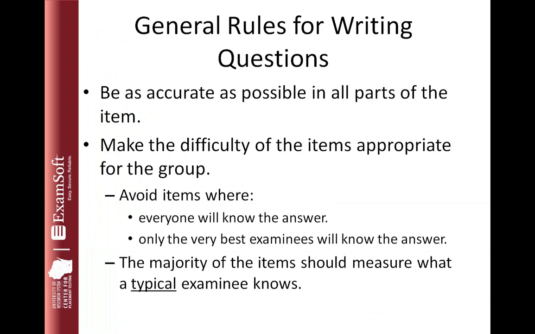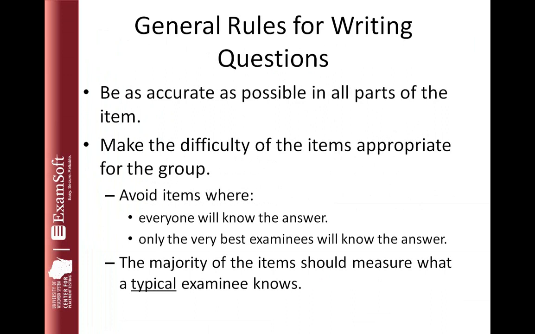We want to make the difficulty of the items appropriate for the group that we're testing. We want to avoid using items that everybody is going to get correct or that only our very, very top examinees are going to get correct. Items that everybody either gets correct or hardly anybody gets correct really do not contribute any extra information to your test. If everybody gets the item right, then it's not going to differentiate between top performing examinees and examinees who perform lower. And if the item is too hard, it's really just going to increase the likelihood that a lot of your examinees are going to guess on it.